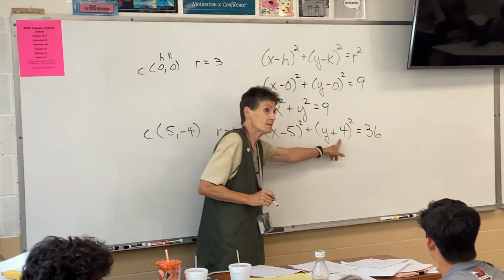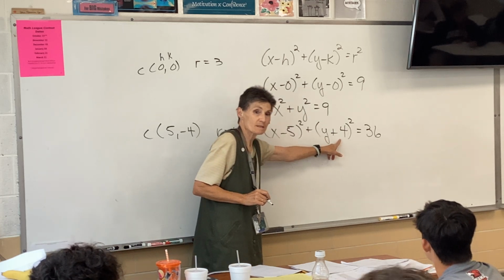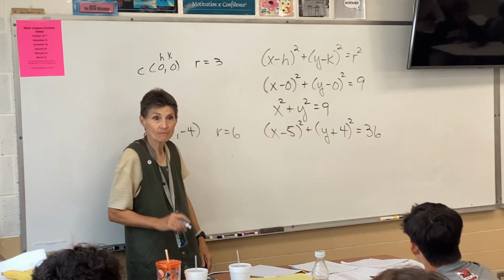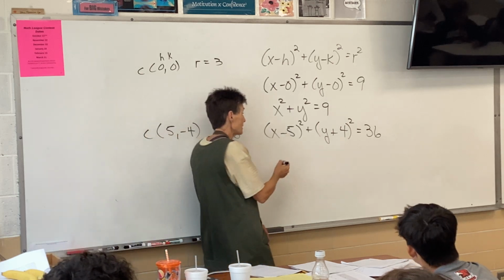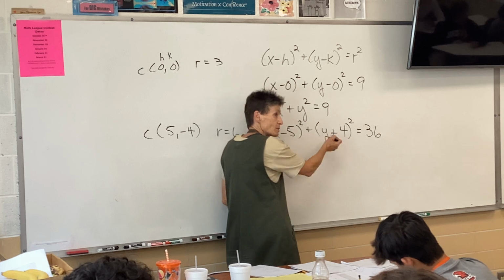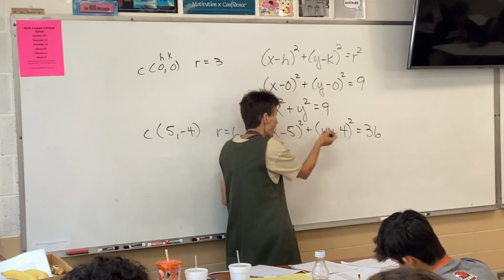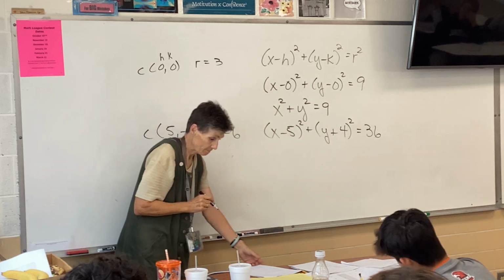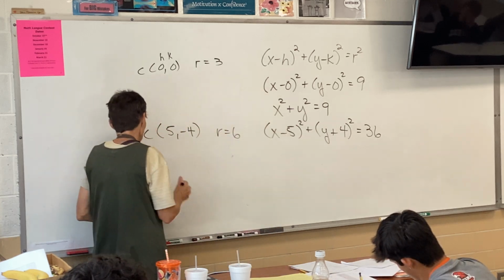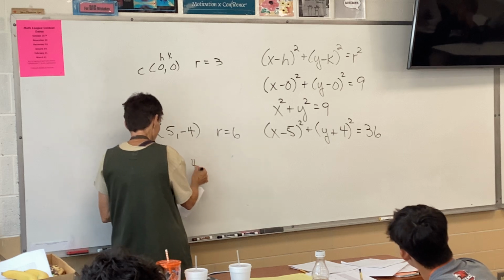Everybody get the plus in there? Because it's minus a negative. So your center is always going to be the opposite of what you see. So your center is 5, negative 4. All right. What about this one? Last one. Can you do this one?